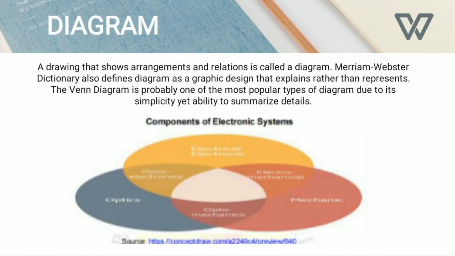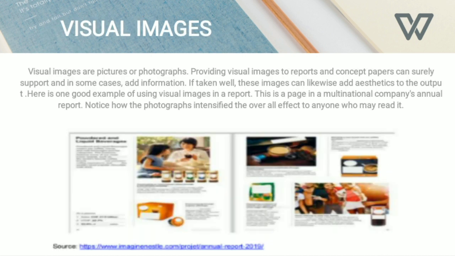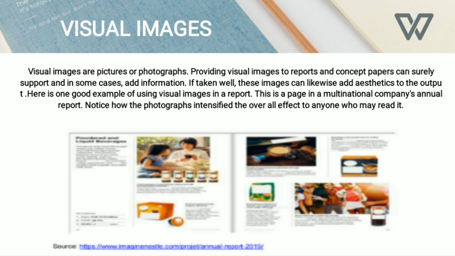Diagram. A drawing that shows arrangements and relations is called a diagram. Merriam-Webster's dictionary also defines a diagram as a graphic design that explains rather than represents. The Venn diagram is probably one of the most popular types of diagram due to its simplicity yet ability to summarize details. Visual images are pictures or photographs.